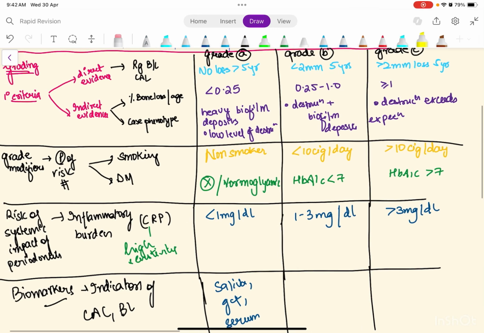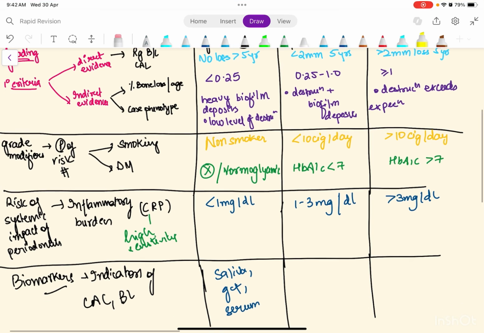So in grade modifiers, you have smoking and you have diabetes mellitus. Grade A is a non-smoker, grade B smokes less than 10 cigarettes per day, and grade C smokes more than 10 cigarettes per day. For diabetes mellitus, the first one will be normoglycemic or may not have diabetes at all. Then the glycosylated hemoglobin level in grade B is less than 7, and in grade C is more than 7.